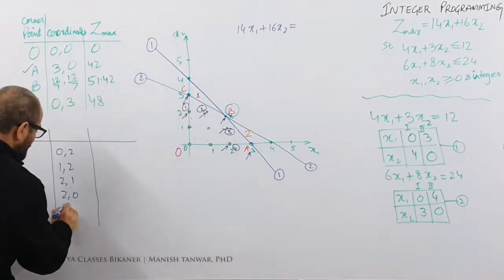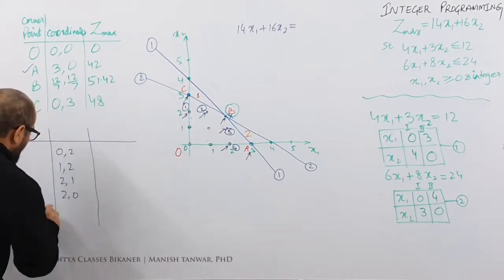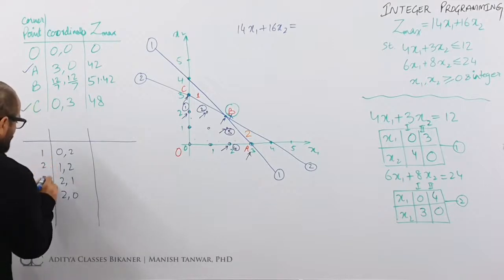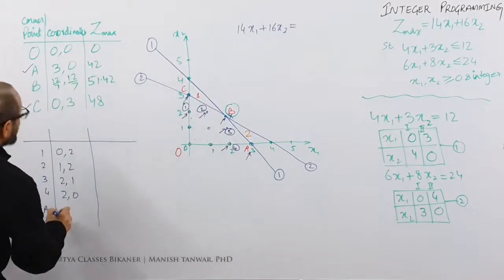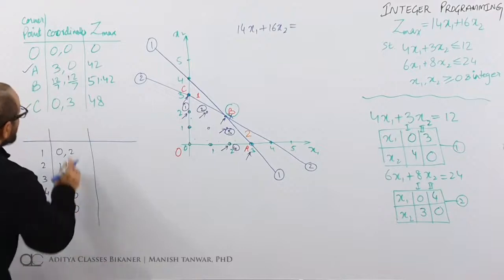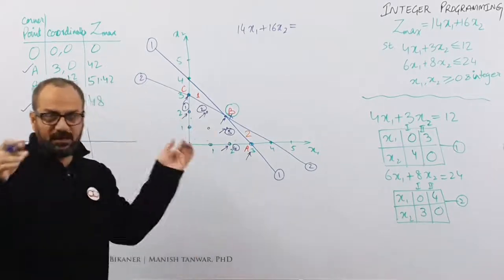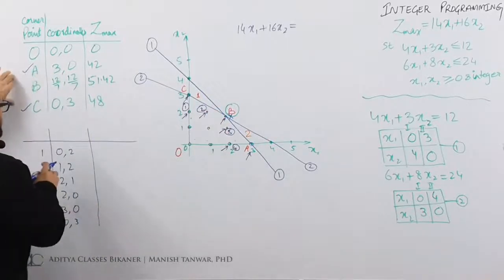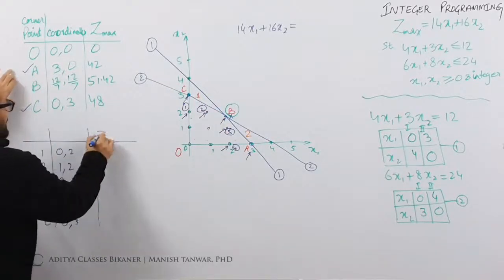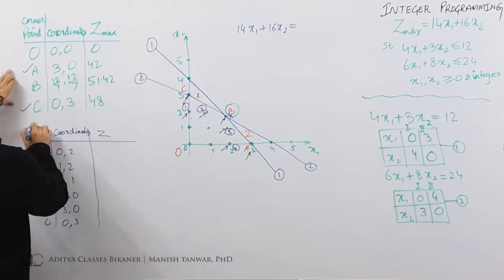If you wish, you can include points A and C also. Point 1, 2, 3, 4. I am also taking A and C because these are also corner points. So let me take 3 and 0 because these are integer solutions, integer solutions on the edge of my feasible region. So this would give me a Z. These are coordinates. These are lattice points.